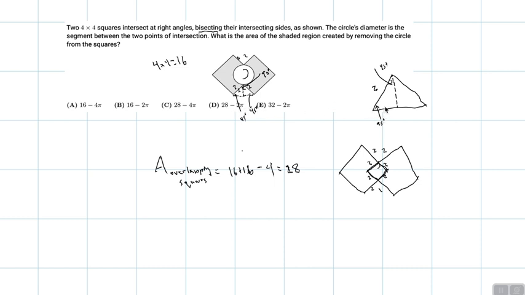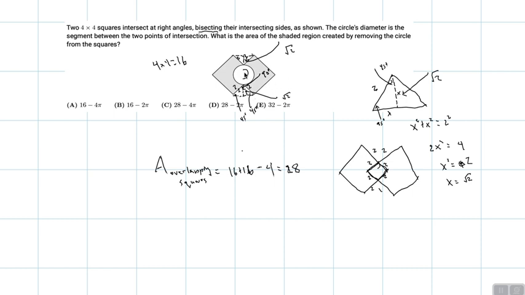To find these two sides, we'll call this x and this x. It's got to be true that x squared plus x squared is equal to 2 squared. So 2x squared is equal to 4. So x squared is equal to 4. Or rather, no, x squared is equal to 2. So x is equal to root 2. So this height is root 2. This height is root 2. And we can say the same thing about this here. That height is root 2.